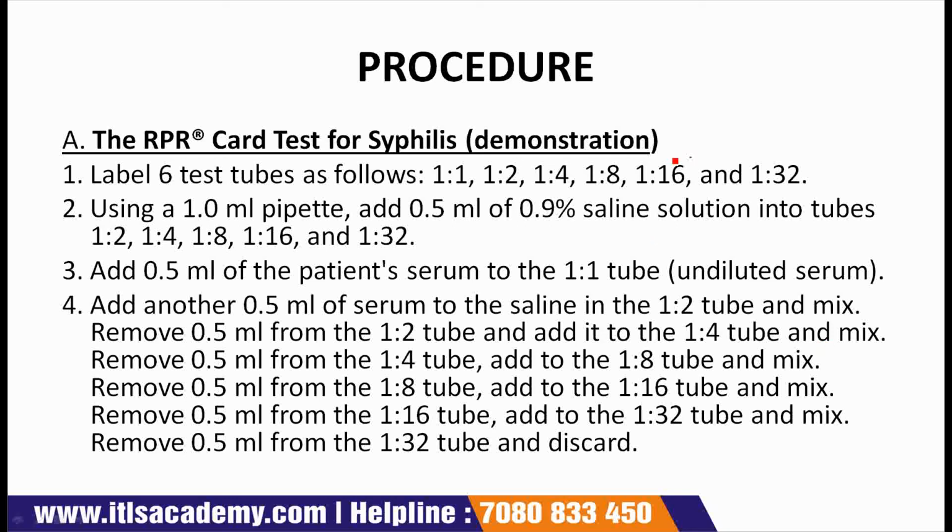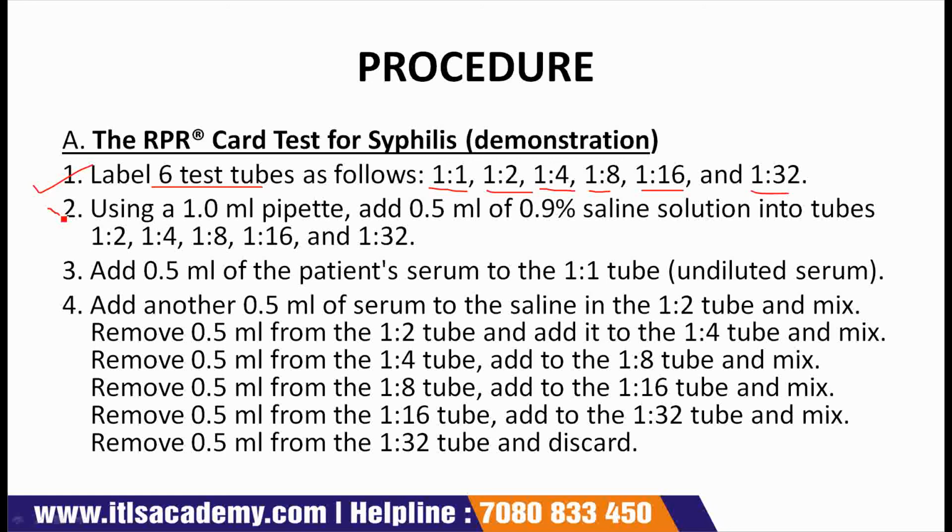Here comes the procedure for the test. First is the RPR card test for syphilis, and we are going to see demonstrations. First point is to label 6 test tubes as follows: 1:1, 1:2, 1:4, 1:8, 1:16 and 1:32.